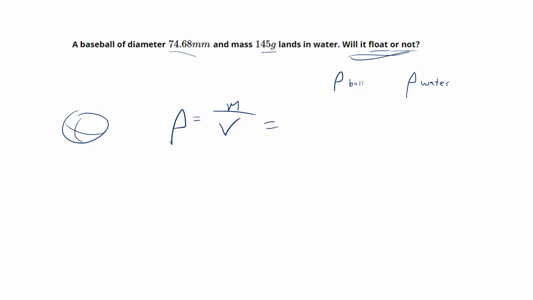We know what the mass is. The mass is 145 grams. So let's switch it to kilograms since we want to stick with that. I promise tomorrow it'll pay off sticking with kilograms. And then for volume, the volume of a sphere, do you remember that formula? It's going to be 4/3 pi times r to the 3. Now our radius here, oh, this is a diameter, so we have to take half of it for the radius.